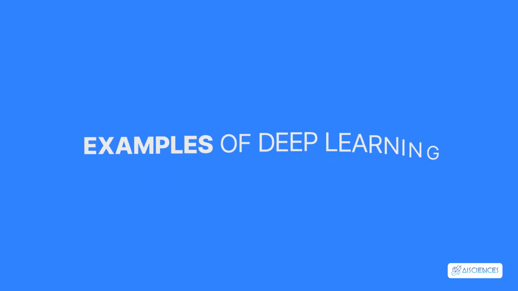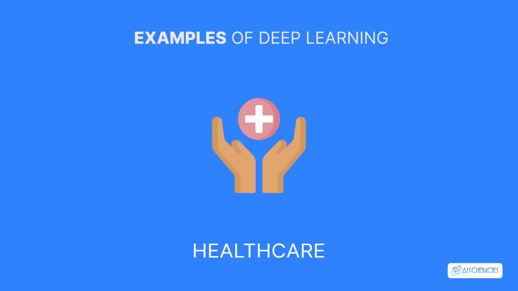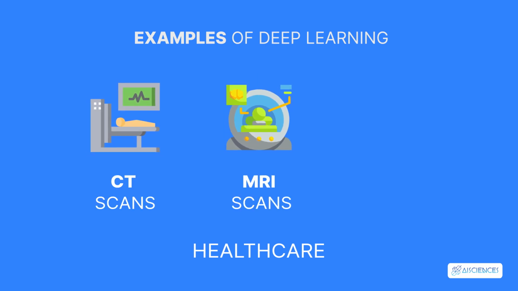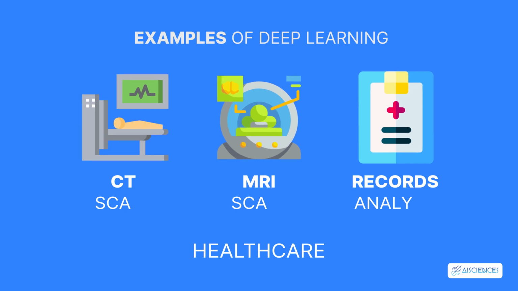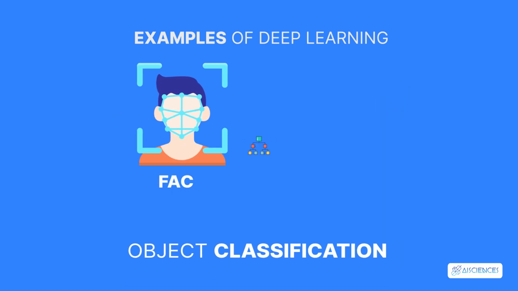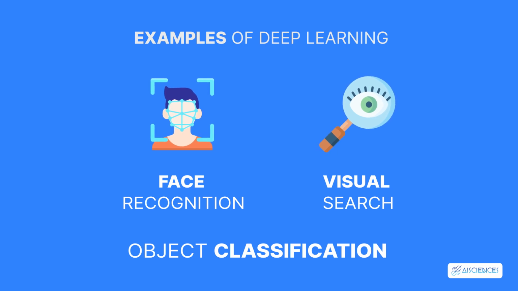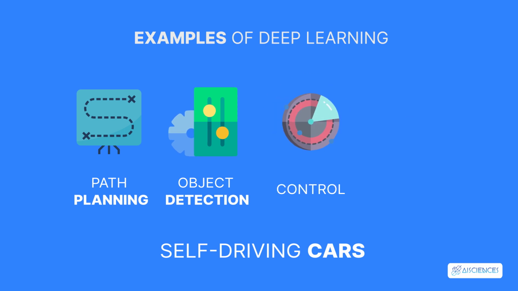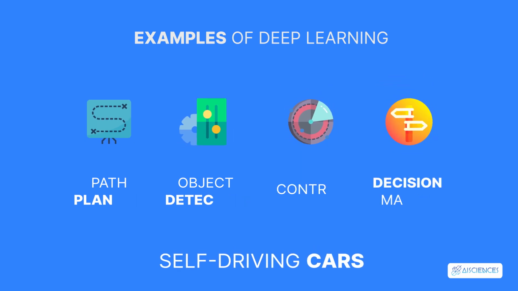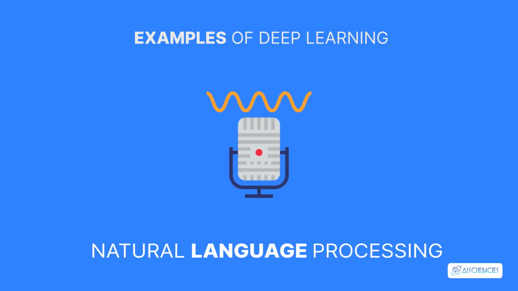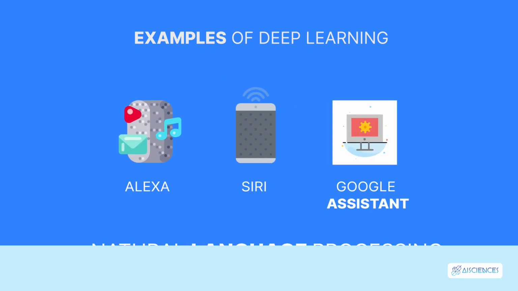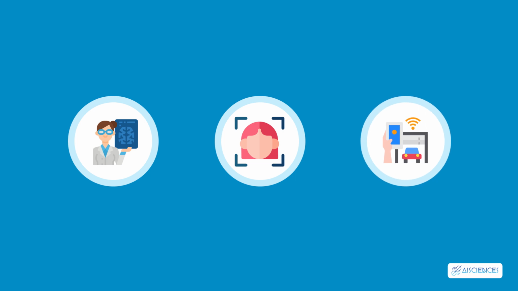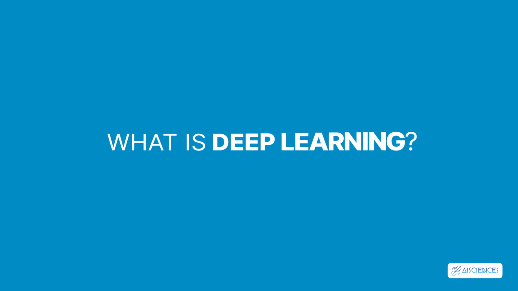Let's take a quick look at some of the examples of deep learning. Number 1. Healthcare. CT scans, MRI scans, recording of analysis. Number 2. Object classification, face recognition, and visual search. Number 3. Self-driving cars, path planning, object detection, control, and decision-making. And number 4. Natural language processing, for example, Alexa, Siri, or Google Assistant. Whether it's computer-aided diagnosis in healthcare, face recognition at the airport, or technology-driven parking assistance, deep learning is powering a lot of automation today. But what is deep learning?